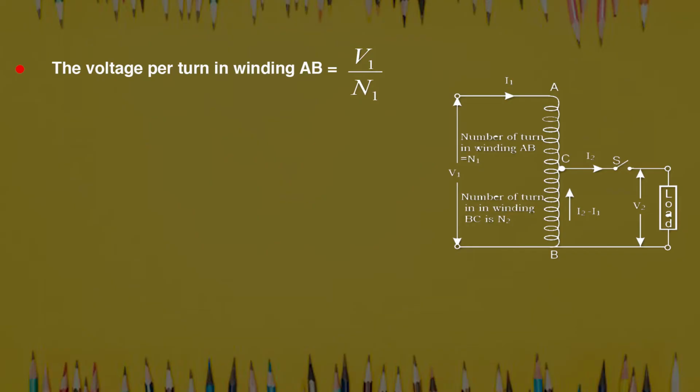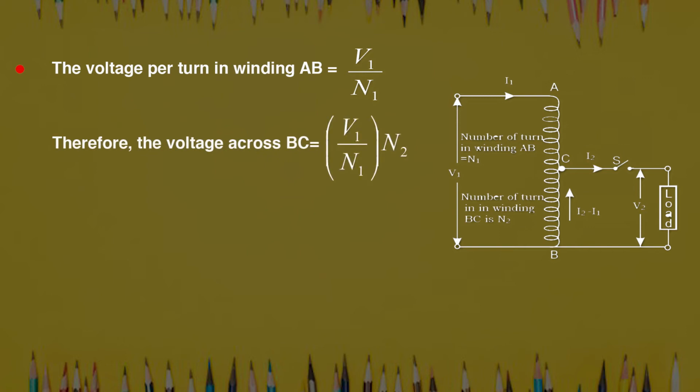When AC voltage V1 is applied to winding AB, an exciting current starts flowing through the full winding AB. If the internal impedance drop is neglected, then the voltage per turn in the winding AB is equal to V1 upon N1, and therefore the voltage across BC is what? It can be written as V1 upon N1 multiplied by N2.